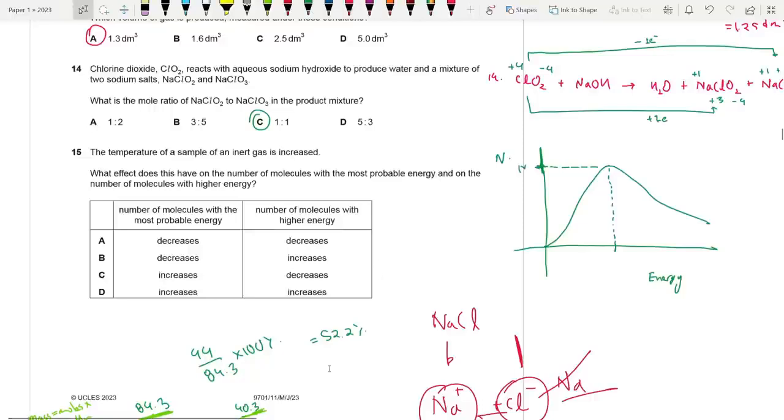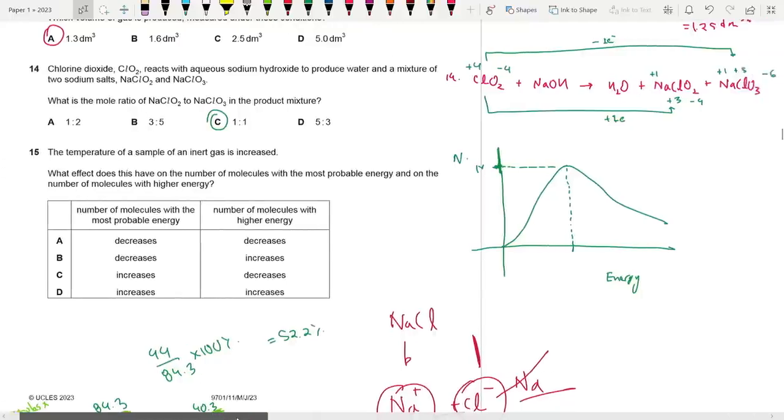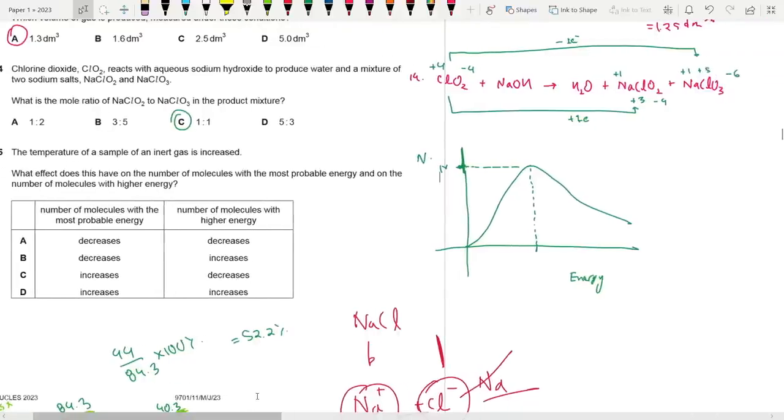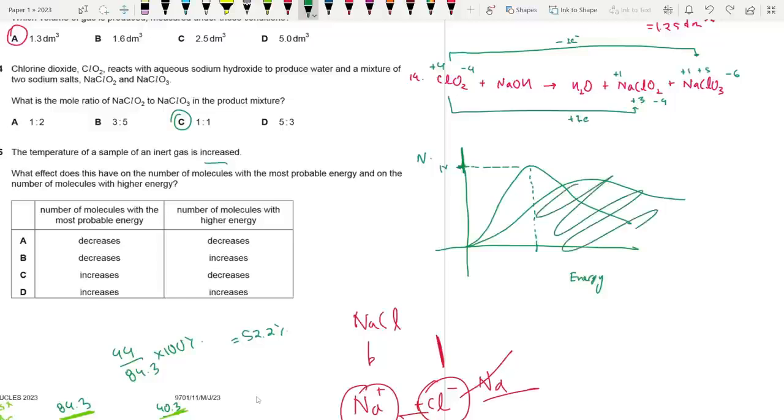Now, if you increase the temperature as mentioned here, what will happen? The graph will shift to the right like this, and it will become flatter. So as a result, compared to before, more particles have higher energy now. Check, more particles have higher energy now, clearly. So the number of molecules with higher energy must increase. It can't decrease because the graph has shifted to the right.